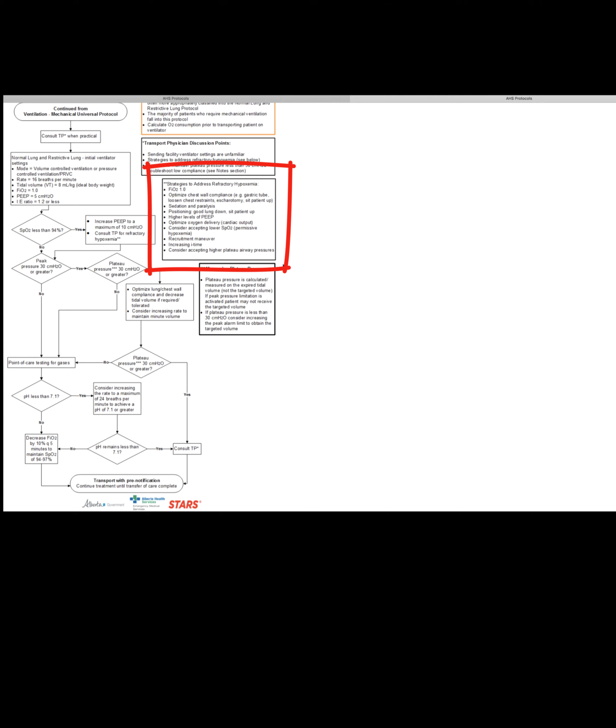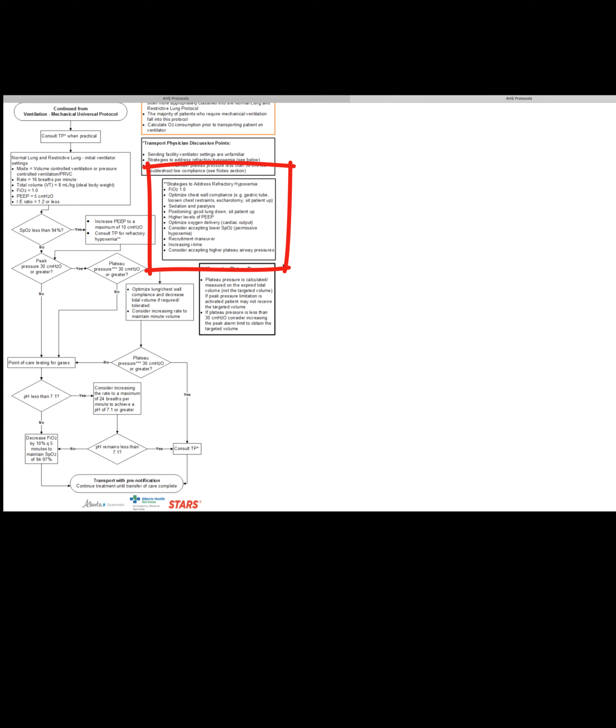And again, sitting the patient up is here as well. Higher levels of PEEP. Above 10 centimeters, we encourage a conversation with the transport physician. Some of your patients with ARDS, which is what this patient population with COVID-19 generally presents with, do require higher levels of PEEP. So if your hemodynamics allow, that is certainly an option.